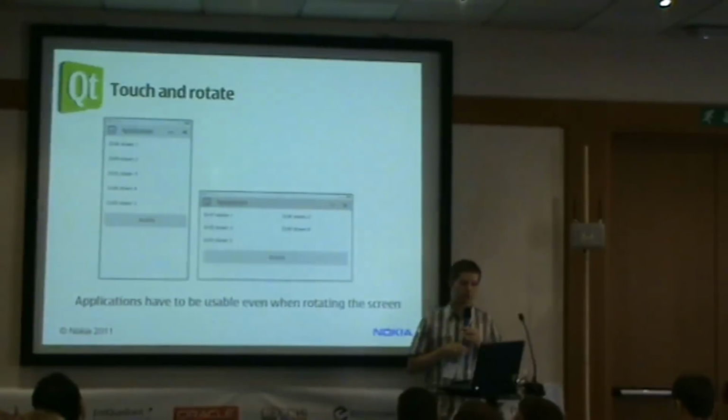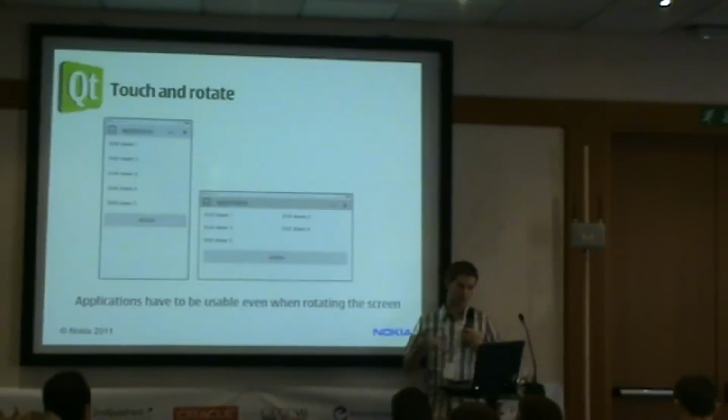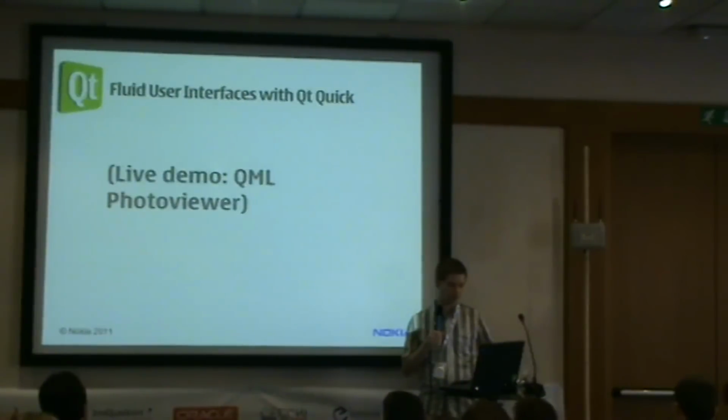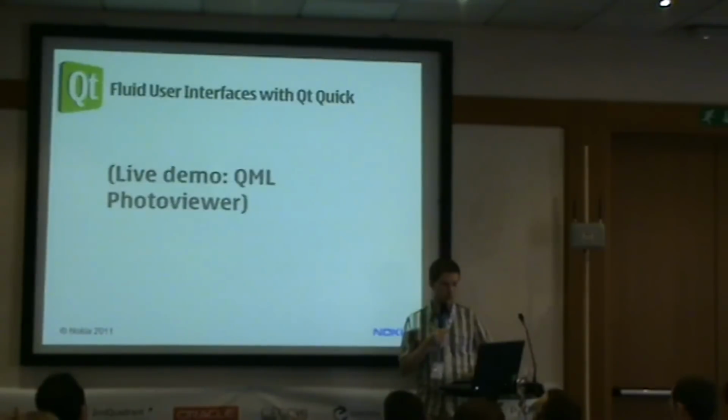Also, the world has changed so that nowadays things like touch and screen rotation capabilities are taken for granted. So the toolkit should allow developers to easily develop applications which adapt their layout, for example, when rotating the screen, and which are easy to use with fingers and on other non-desktop user interfaces. And yeah, Qt is very strongly moving towards this.